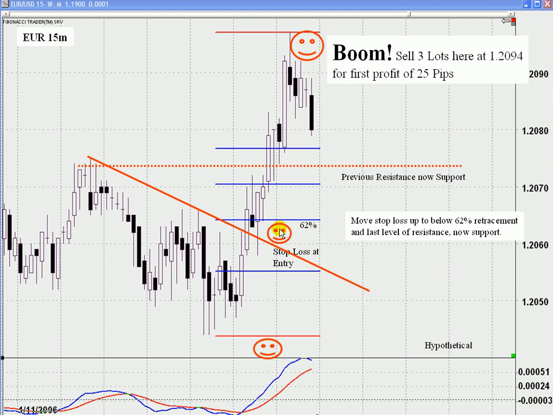Alternatively, we could be a little bit more risky and place our stop below the 38% retracement, as well as the previous level of resistance, which now offers support. So we could put our stop up here a little closer, maybe about 7 to 10 pips closer to the market, remaining protected by this level of support.